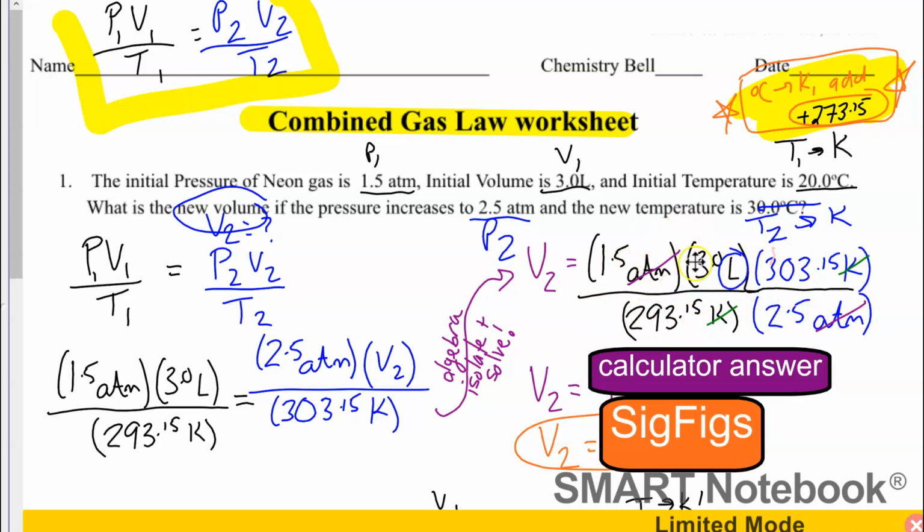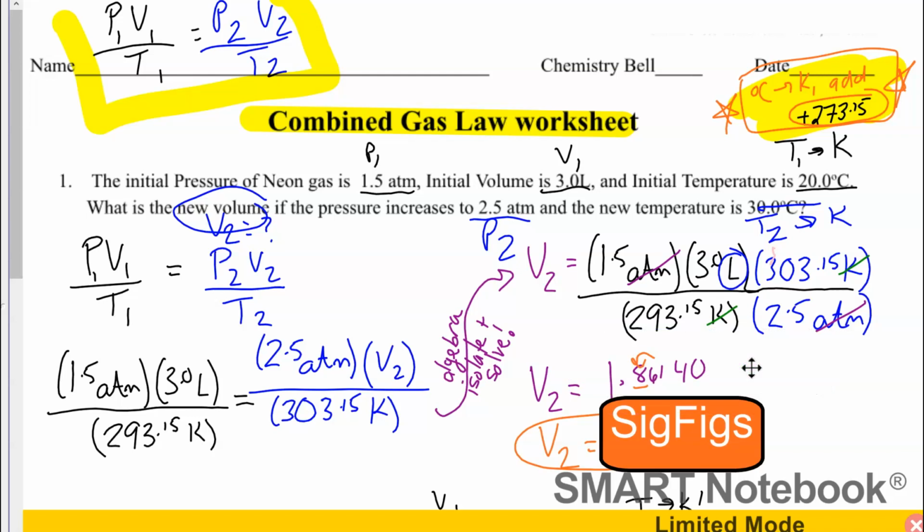If you check and look, we have atmospheres canceling out, we have Kelvin canceling out, we're left with liters. That's a good double check to do before you start working your calculator to know that we have the algebra correct. The unit should cancel and leave you with the liters for the volume that you want. So you plug that into your handy dandy calculator of science, and your calculator says 1.86140. That, of course, is too precise. We've got to go back and round to our least number of sig figs.